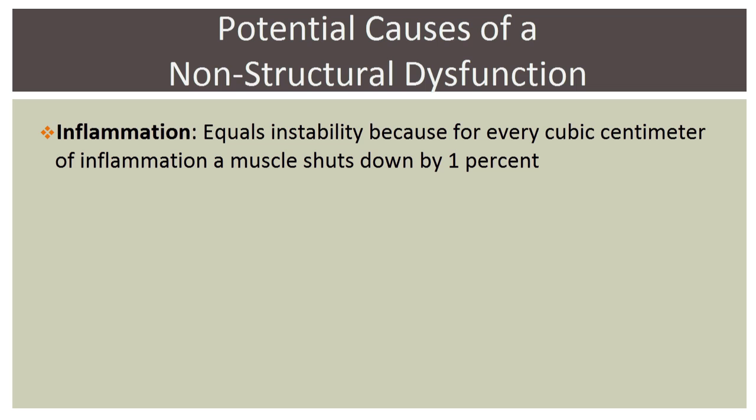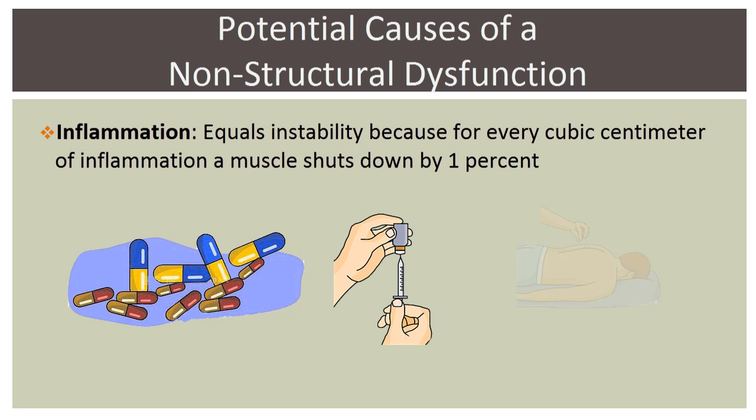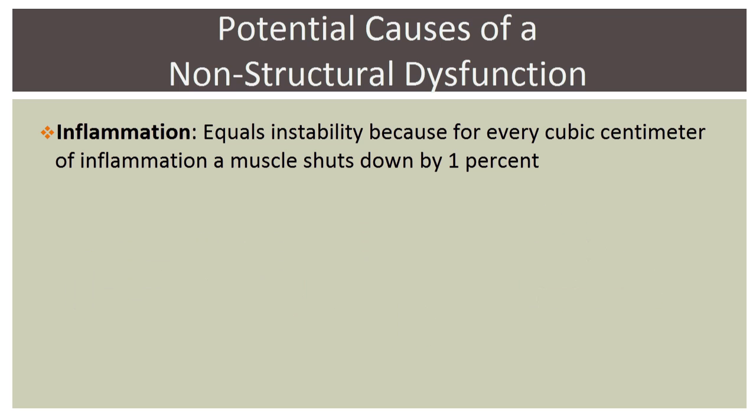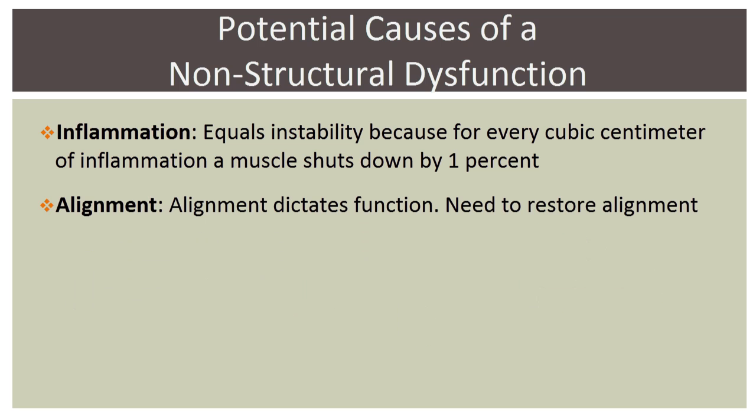If you have a patient who has an inflammatory process and a reason for a non-structural dysfunction, you will need to treat with anti-inflammatory type treatments, either medications, injections, acupuncture, other modalities that can deal with the person's inflammatory process. Then we need to look at alignment because alignment dictates function. So if the alignment is off, the muscle will not be able to contract with greatest vigor, again, going back to the length tension ratio that we have mentioned earlier.